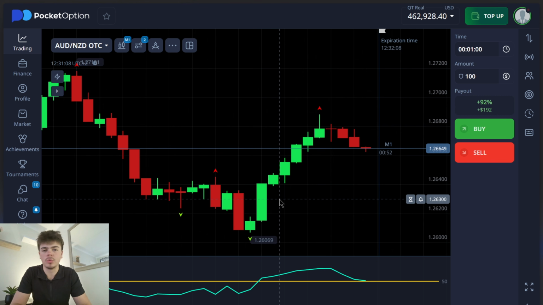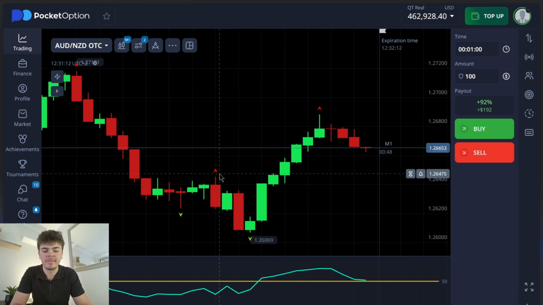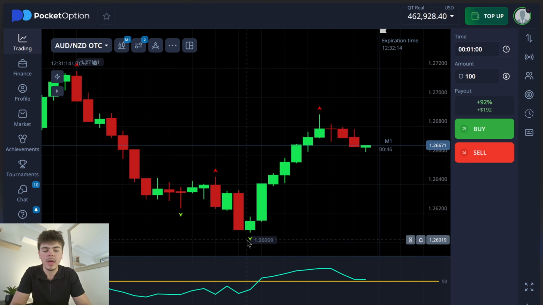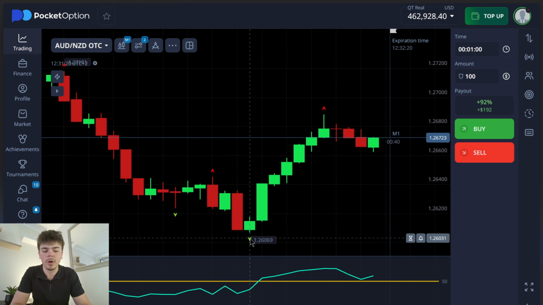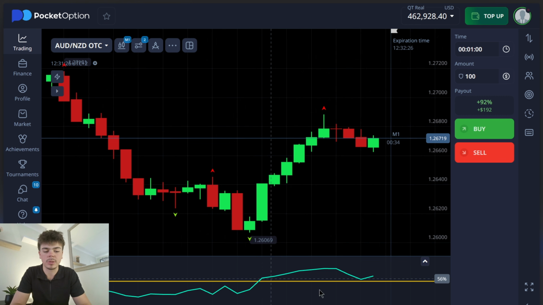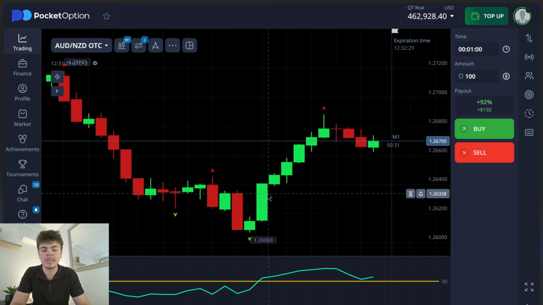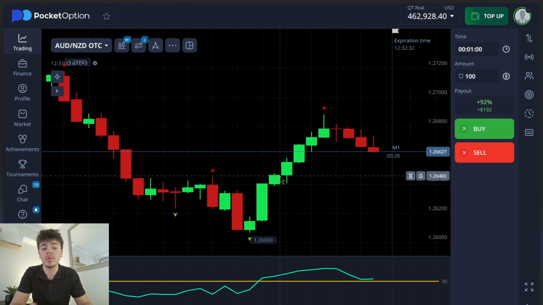So how the strategy works is very simple. All that you're looking for is either a red fractal or a green fractal and a cross of the RSI either above or below the 50 line. For example, over here, we see a green fractal, and right after that, we immediately see that the RSI line crosses above the 50 line. This gives us an opportunity to place a lot of buy entries over here, and we would end up winning.